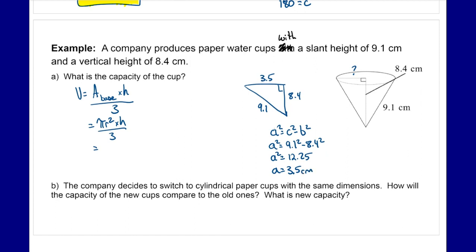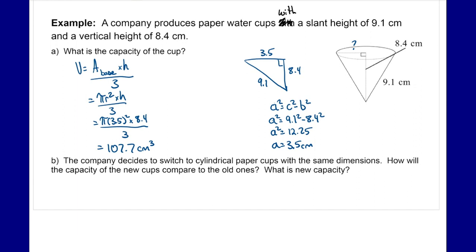centimeters. Now I can use that in the formula, back into the volume formula. So pi times 3.5 squared times the height, which is 8.4, divided all by 3. 3.14 times 3.5 squared times 8.4 divided by 3, 107.7 centimeters cubed. So this cup will hold 107.7 centimeters cubed of water.